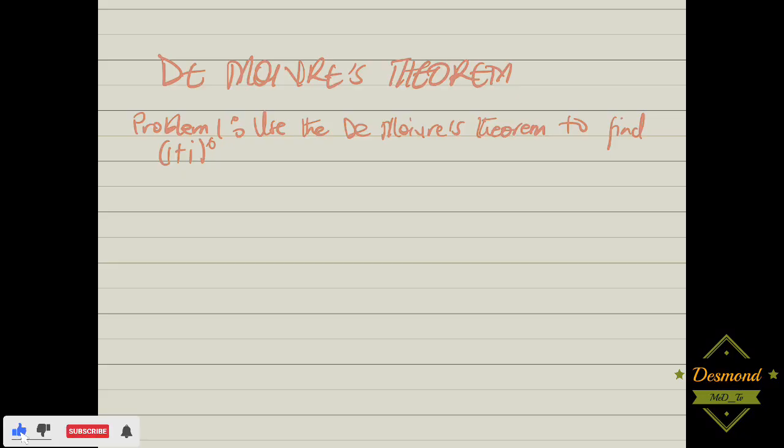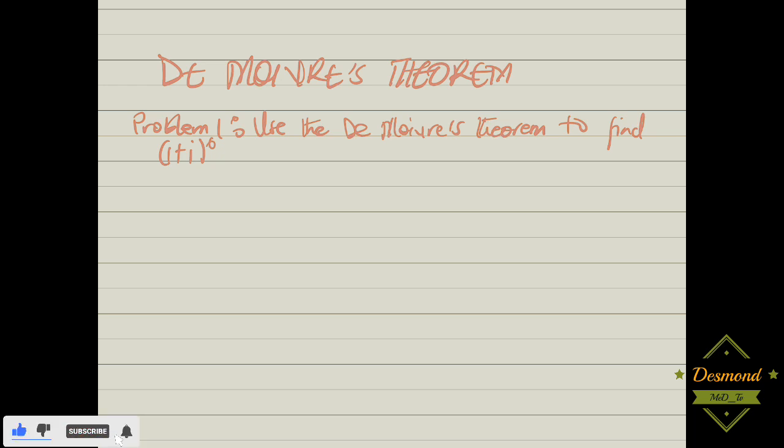In this video, we're going to use the De Moivre theorem to find the power of a complex number and the nth root of a complex number. So let's start with our first problem. In our first problem, we have the question: we should use the De Moivre theorem to find (1 + i)^6. So we need to go through a series of steps to find the answer.